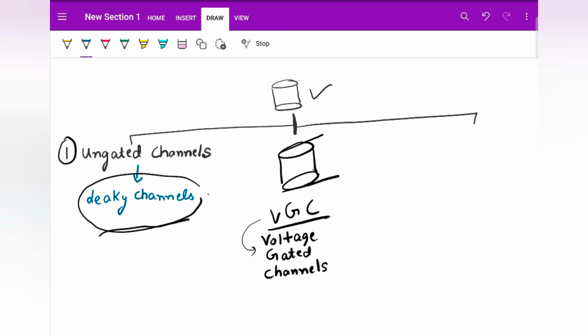Then there is another group of channels, and these channels have a special arrangement where a particular substance binds. When this particular substance binds, only then does it open or close. Such channels are called ligand gated channels.